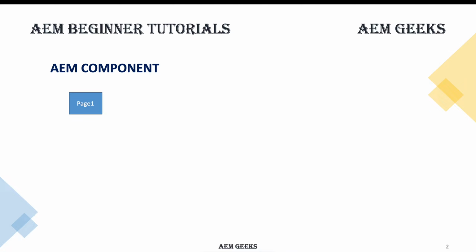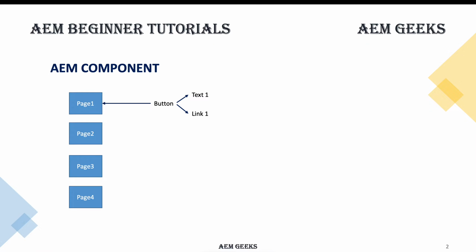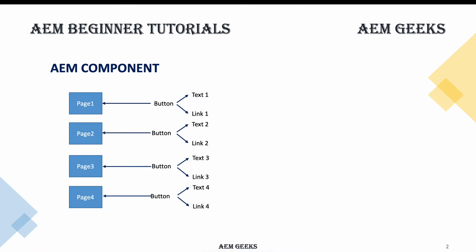Before we move on to AEM component, let's understand a scenario. I have an HTML page and on that page I need a button. Obviously the button will have a text and link. So I write code for this button, and you can add a link and text. Now I have multiple pages and I need the same button with different content, meaning different text, different link and different styling.